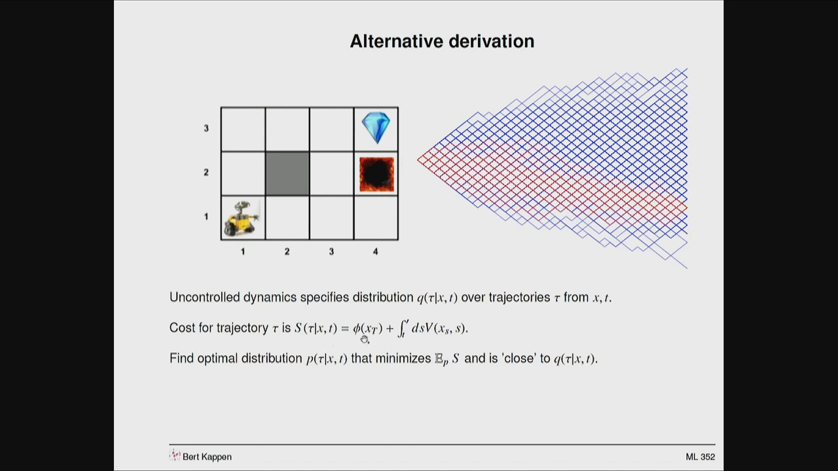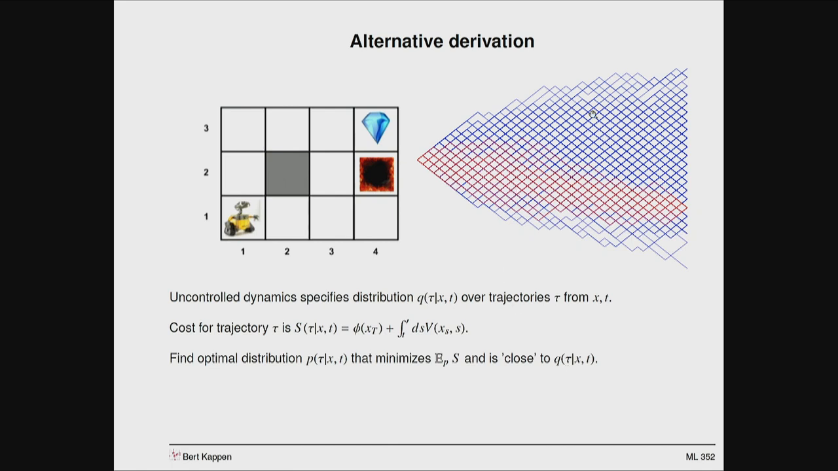Now I set a cost, which consists of a path cost and an end cost, which I define. So for each trajectory, I get a cost. And now I want to find a distribution over trajectories, different from Q, that minimizes this expected cost and at the same time is close to my uncontrolled dynamics. So I have this kind of an objective.